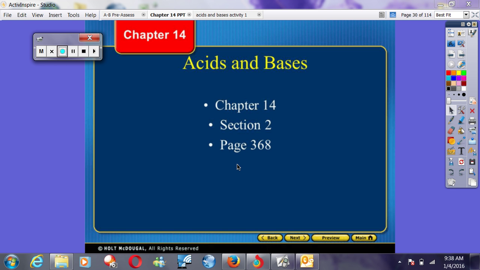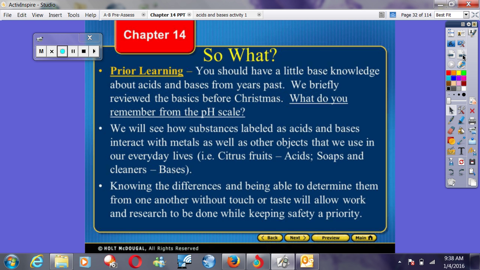Alright, I wanted to talk today about acids and bases. It's something we've talked about just briefly, just mentioned in passing, a little bit before we left for Christmas break. But hopefully you have a little bit of base knowledge about this stuff, maybe from 5th grade or something like that. What do you remember from the pH scale? That's the first thing I want to ask.